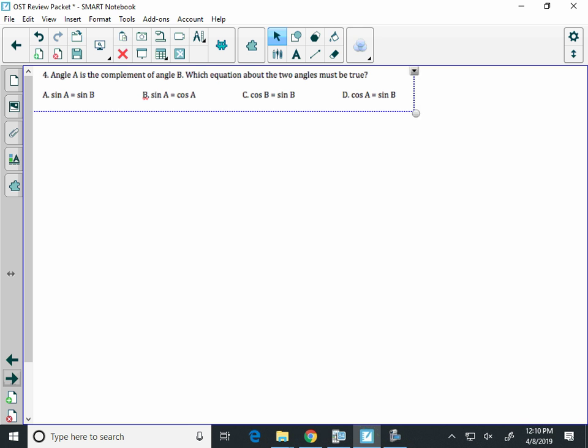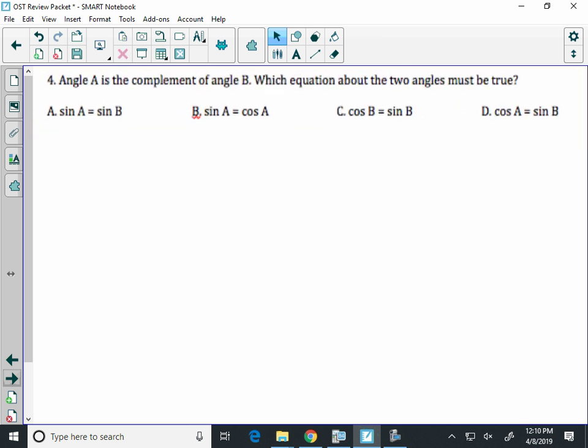For number 4, it says angle A is a complement of angle B. Which equation about the two angles must be true? What does complement mean in terms of angles? What do complementary angles mean? Add to what? What did they add to? 90. We'll get to the actual answer here in a second.